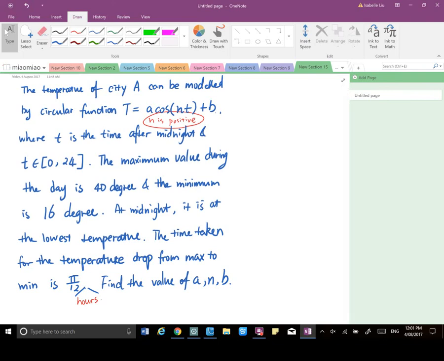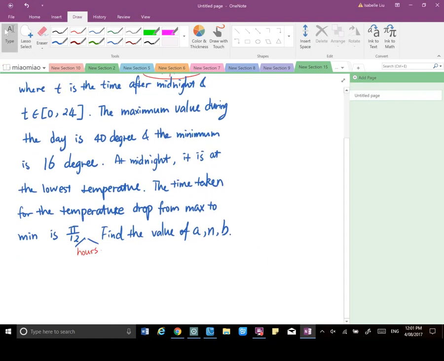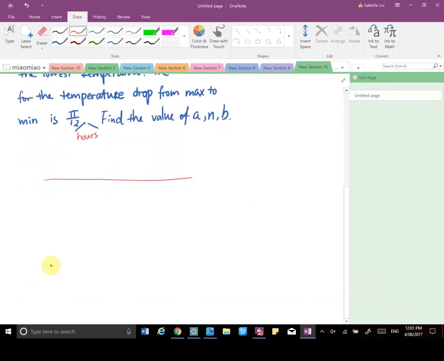I think each table gets some value for A, B, or N. Okay, so I'll just start thinking about this. As I told you before, the maximum value and the minimum value help you to decide what the middle and the amplitude are. So we have a highest of 40 and a minimum of 16. So I will have a line like this.